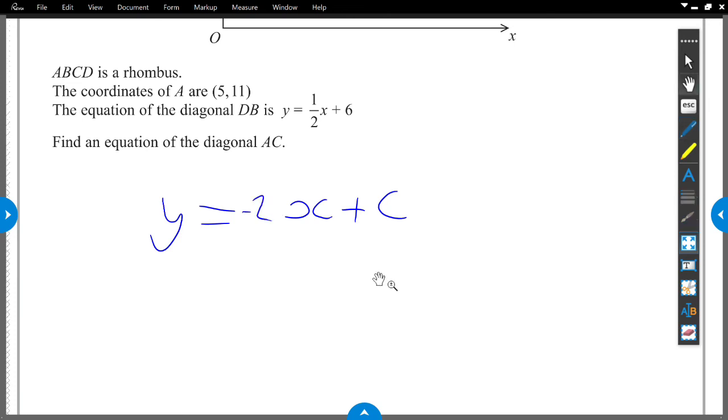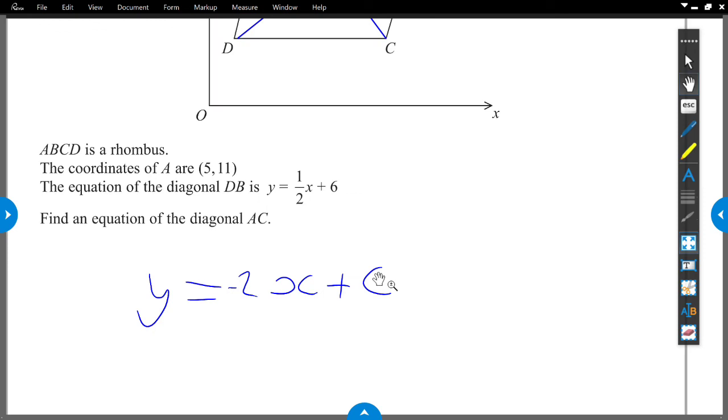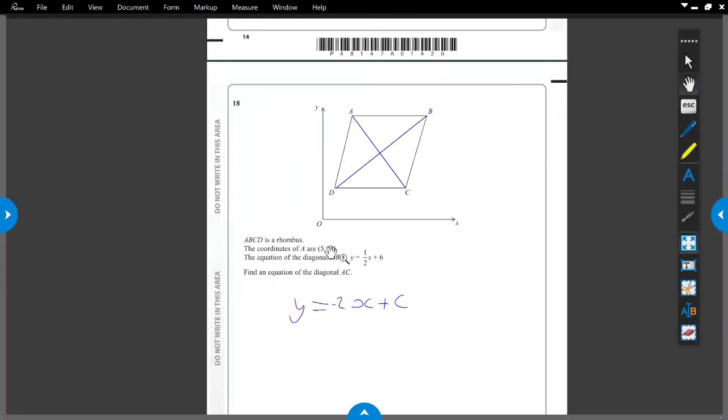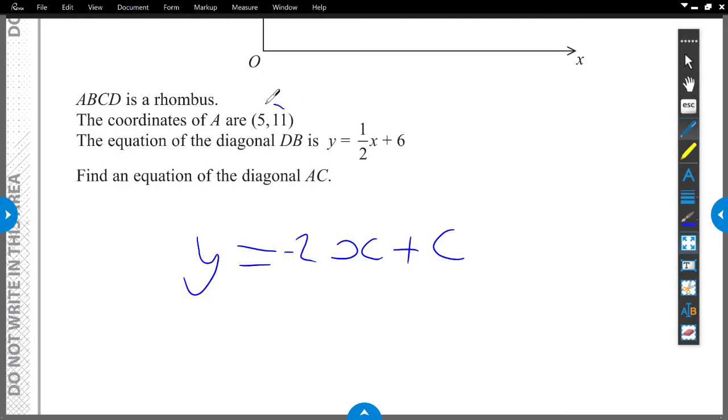Now we just need to find c, which is the y-intercept. But we can't really know this y-intercept from this diagram. We know it's going to be quite highly positive, and it's going to be greater than 11, because it's going upwards from A. But we can't really do a scale diagram here, and we definitely haven't got time to do that. But fortunately, we're given a coordinate, which is A. And we know that lies on the diagonal, because it's going from A to C. That means that these coordinates satisfy this equation.